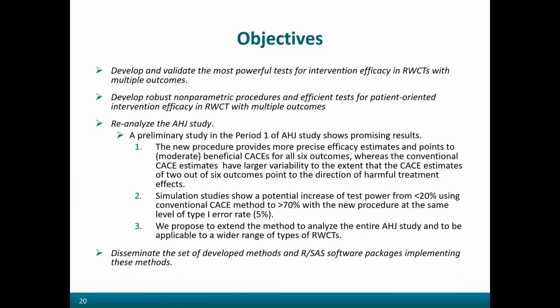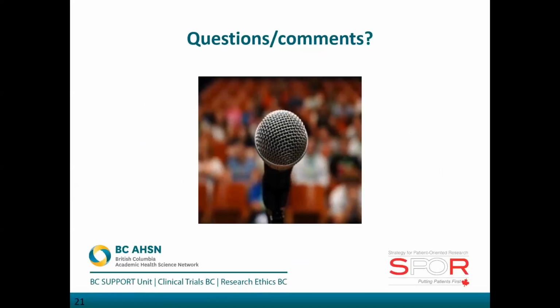Based on these promising results from the preliminary study, in this research proposal we propose to extend the method to a wider range of types of RWCTs and to analyze the entire AHJ study. Finally, we aim to disseminate the set of developed methods and software packages implementing these methods so that other people can use them. So that concludes my presentation. Questions and comments? Thank you very much.